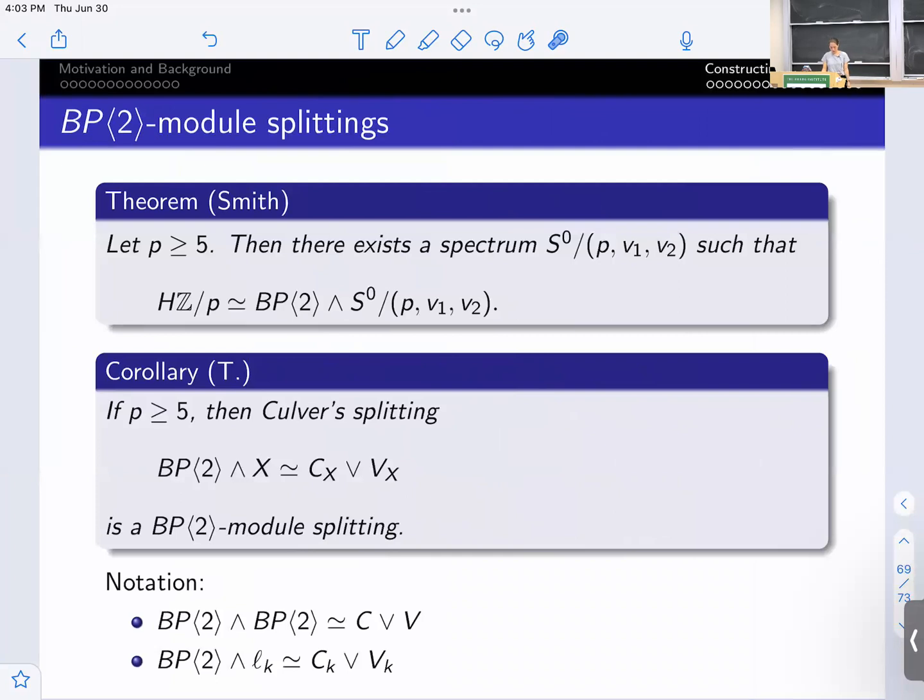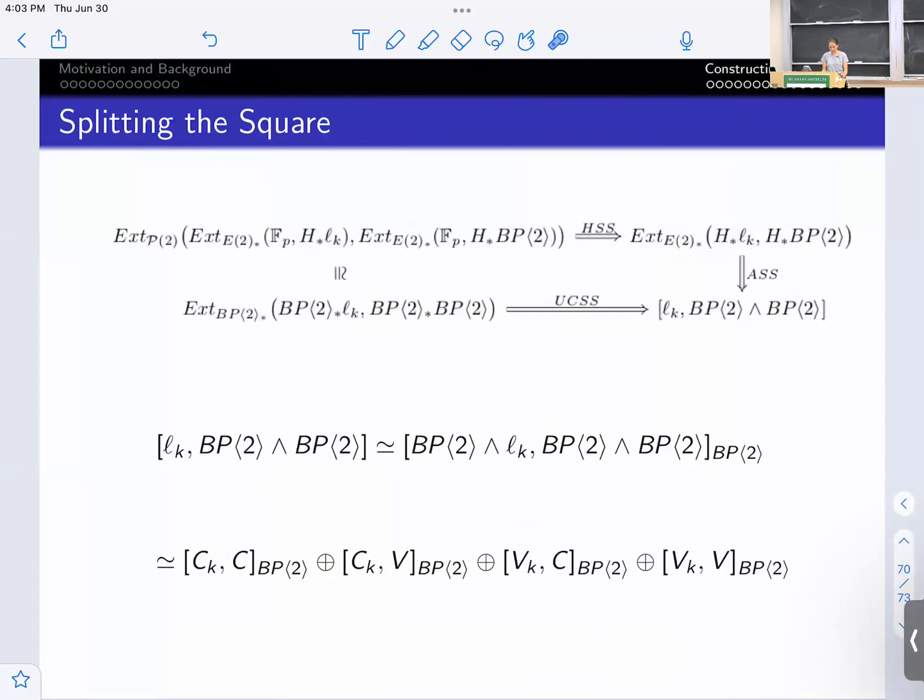And then just a little notation thing that I'll do: BP2 smash BP2 I'll just say C wedge V with no decoration, and BP2 smash LK, I'll just write the K there. So, okay, now we want to use this to split the square. But looking here, we have BP2 smash BP2, we just have LK. But that's why it's good that they are BP2 module splittings, because maps from LK into BP2 smash BP2 are equivalent to BP2 module maps out of BP2 smash LK into BP2 smash BP2.